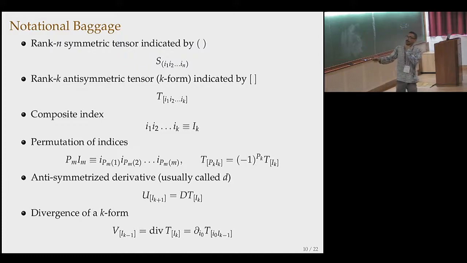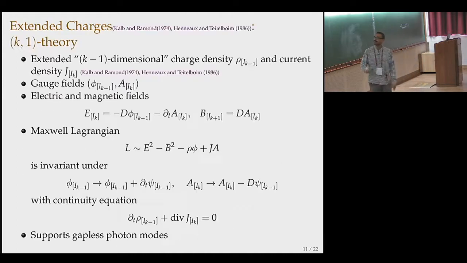So I am going to use an anti-symmetrized derivative. If you use differential forms, this is what would be called the d operator. So if I hit a d operator on a k-form, which is an anti-symmetric tensor of rank k, you will get a rank k plus 1 tensor, right? And the divergence of a k-form is, again, you actually bring it down by 1 in this fashion. So I actually trace out one of these indices. Okay, so that's the notation I will be using.